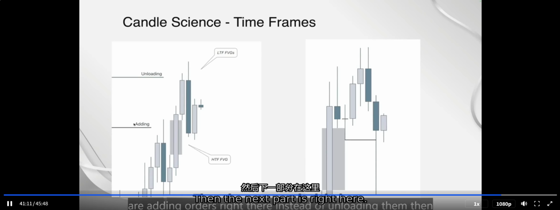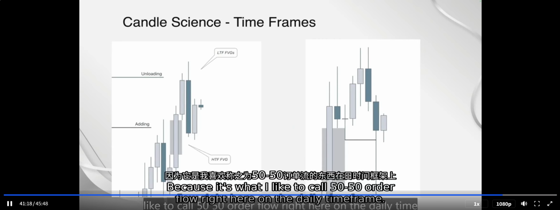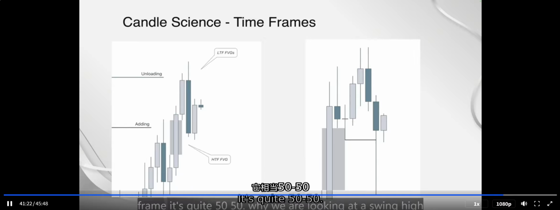Then the next part is right here. This is a completely different example. And this example is very funny because it's what I like to call 50-50 order flow right here on the daily time frame. It's quite 50-50.